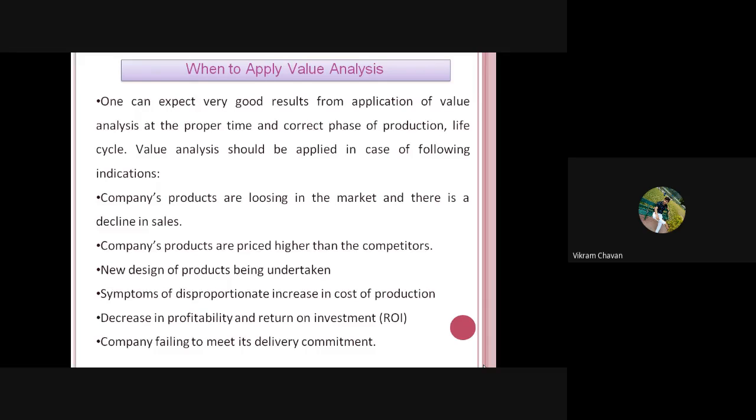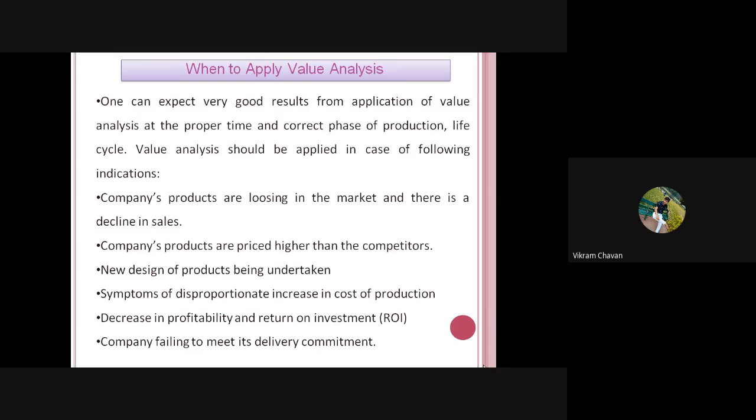Value analysis should be applied in case of the following indications.